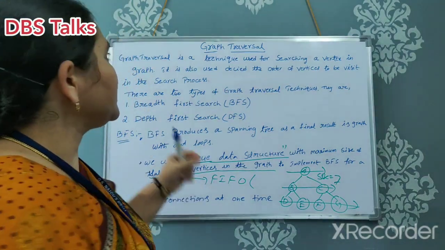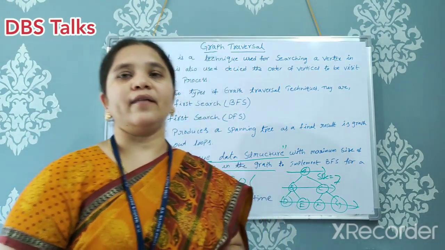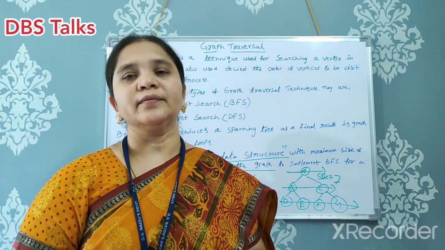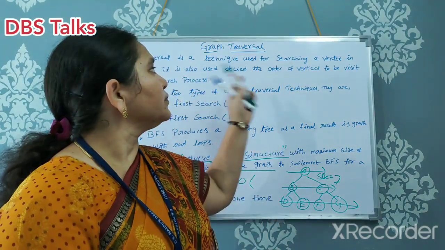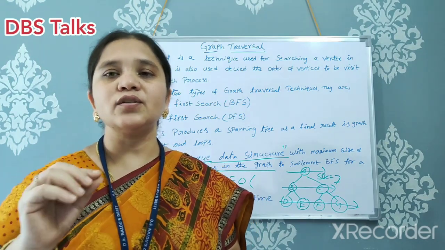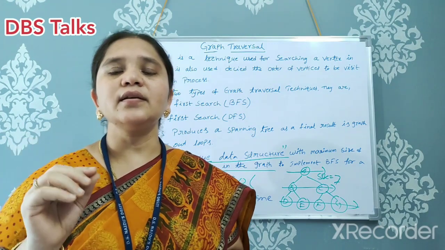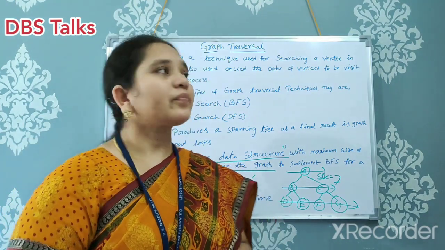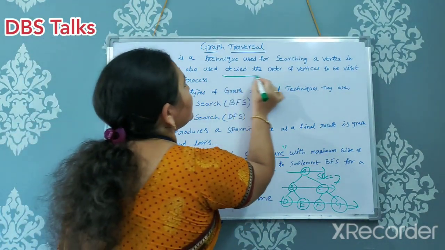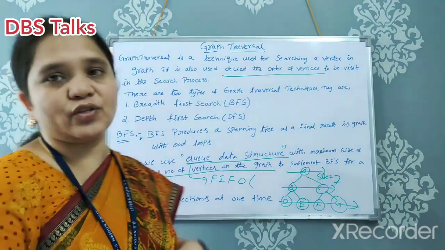So this is a basic introduction to graph traversal. Graph traversal is a technique used for searching a vertex or vertices in a graph. This technique is also used to decide the order of vertices to be visited in the process of searching.